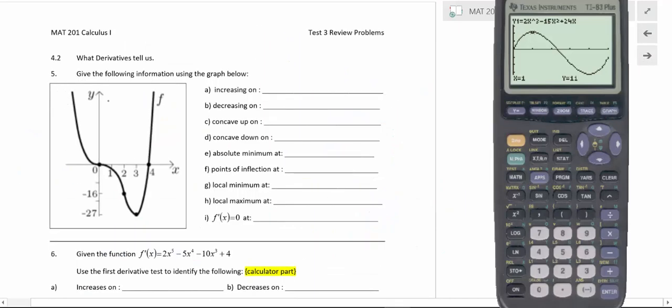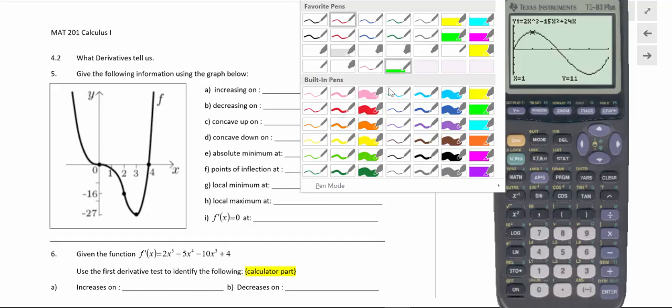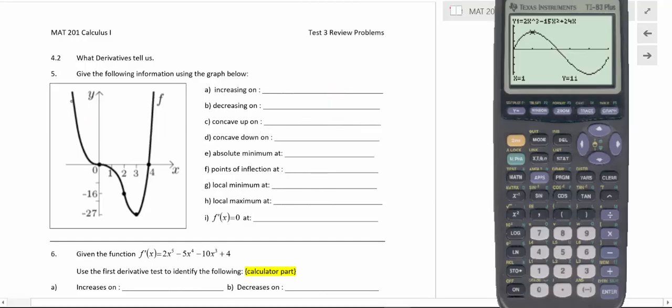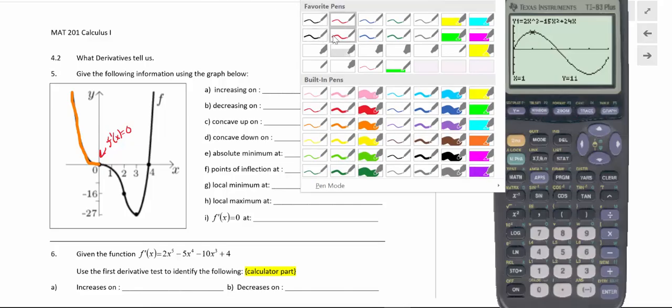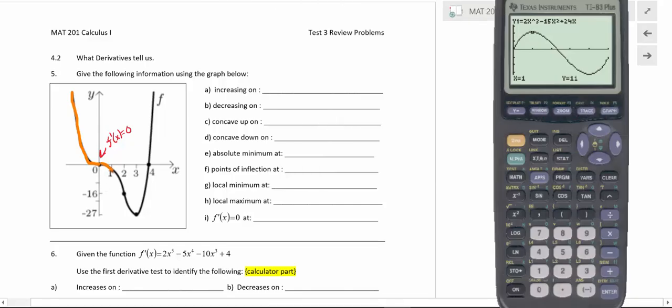Okay, now moving to the next one. This is just a basic graph where I'm giving you information to fill out. So first of all, let's go through this and look at increasing and decreasing. I'm going to trace through the graph. If we start here, the y values are clearly getting smaller. And then we get to this point right here, the derivative is going to be 0. But then it's going to continue to decrease, and then you've got another point where you have a level tangent line, so f prime of x is equal to 0.